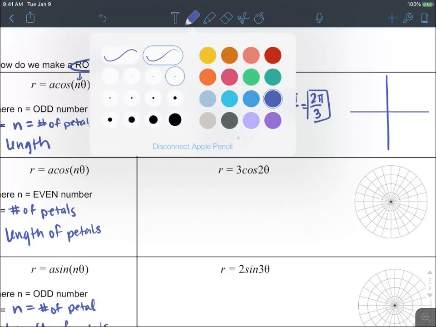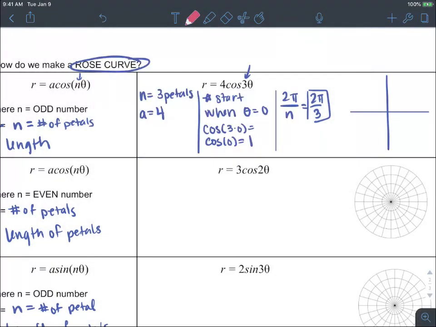So the length of the petal is 4, and I know that at 0, the petal is going to start from its furthest point, because at 0, cosine is equal to 1. So if I plug it in, r is equal to 4 times cosine of 0, we get 1 times 4, which is 4. So I'm going to go out 1, 2, 3, 4.